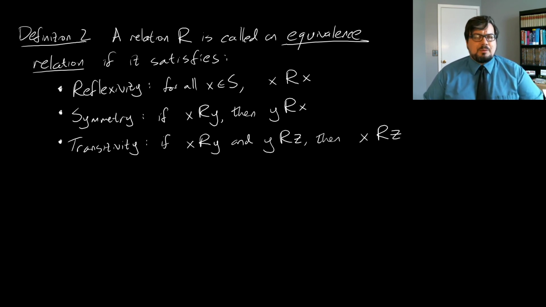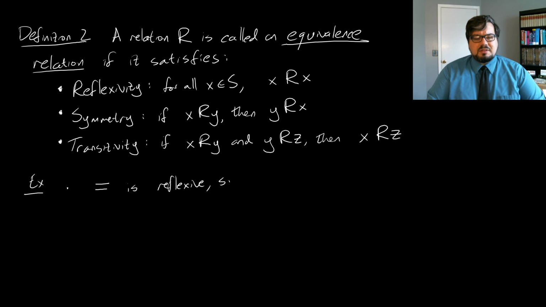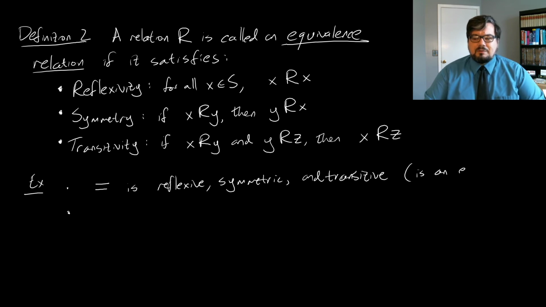And so for any relation that we write down, we can try and determine whether that relation is reflexive, symmetric, transitive, etc. And so, for instance, the relation equality is reflexive, symmetric, and transitive. And hence, it is an equivalence relation.